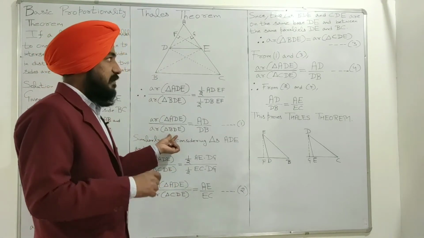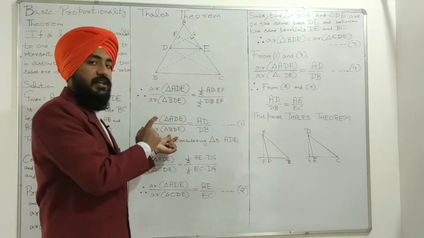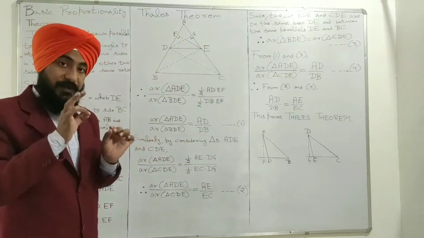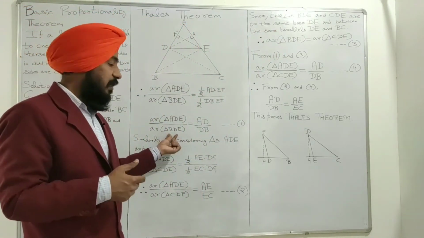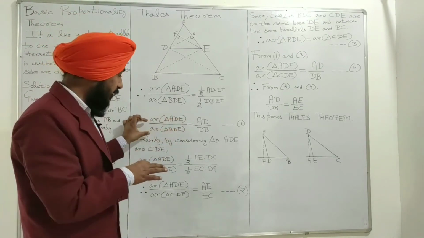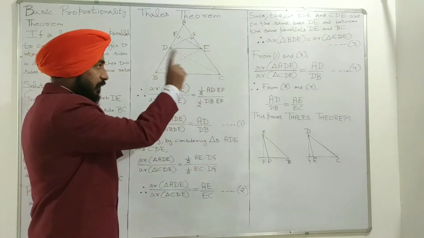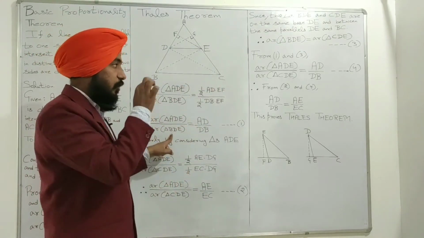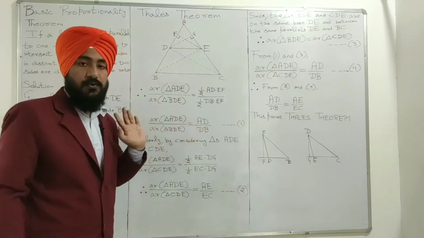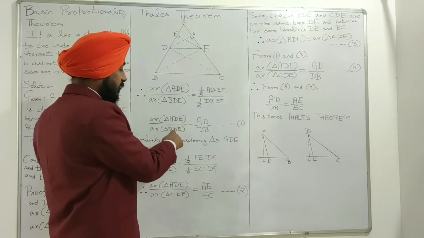So from 1 and 3, using 3 in equation number 1, I can write area of triangle BDE as area of triangle CDE, because we have proven in this step that area of triangle BDE is equal to area of triangle CDE. So at this place I can write area of triangle CDE. Please see here, area of triangle ADE upon area of triangle CDE, I have not written area of triangle BDE, I have written area of triangle CDE, is equal to AD upon DB.